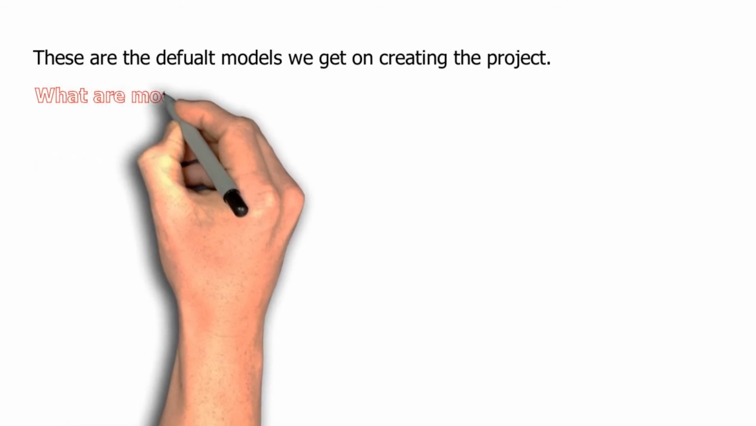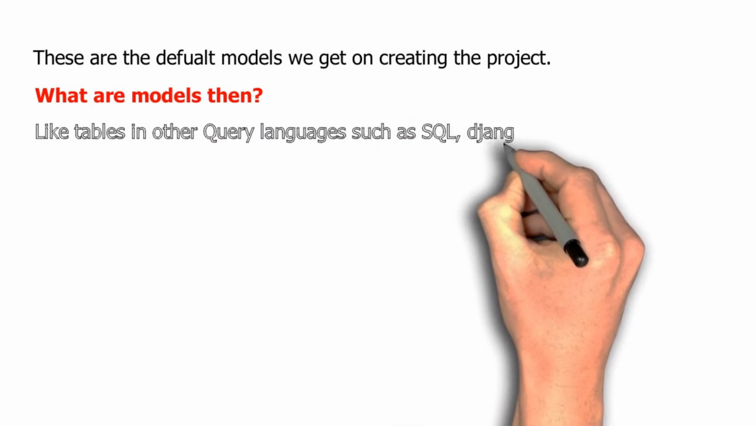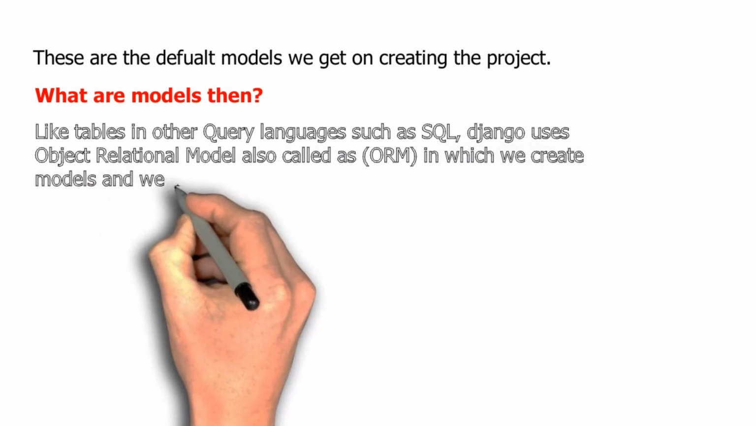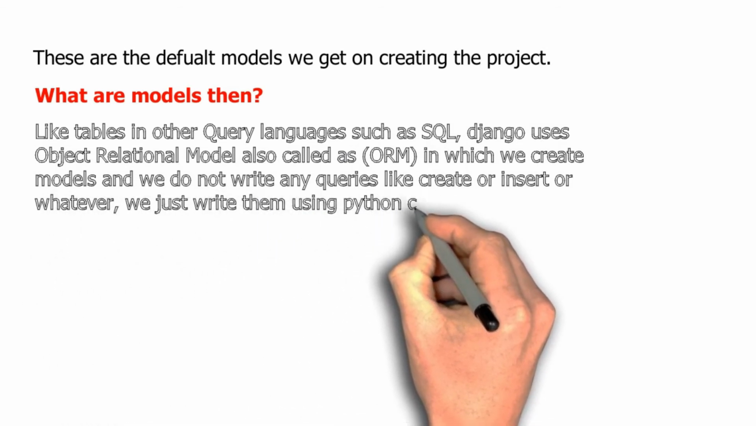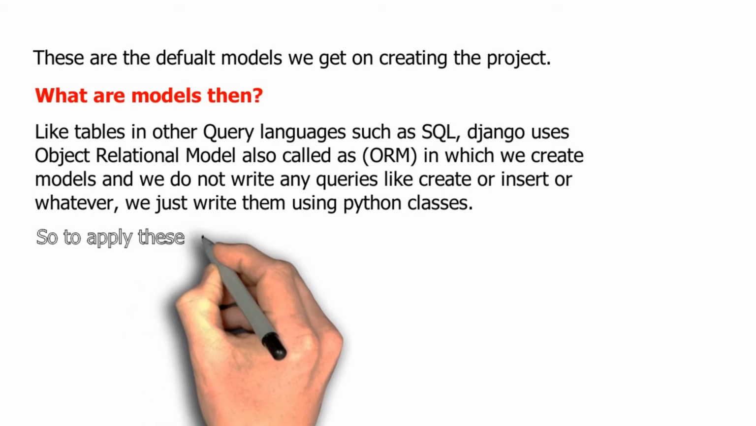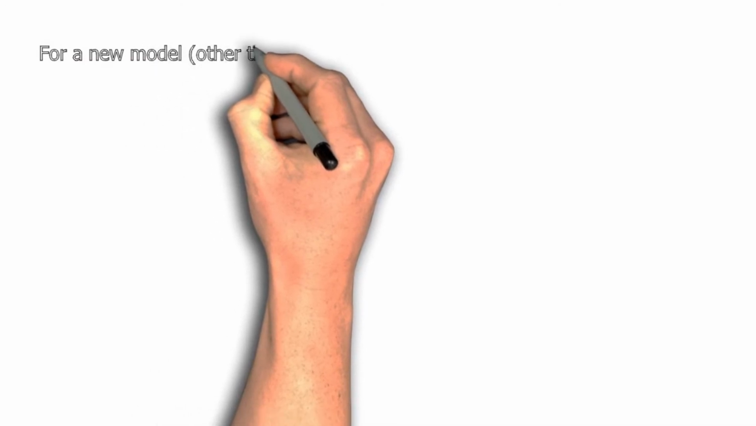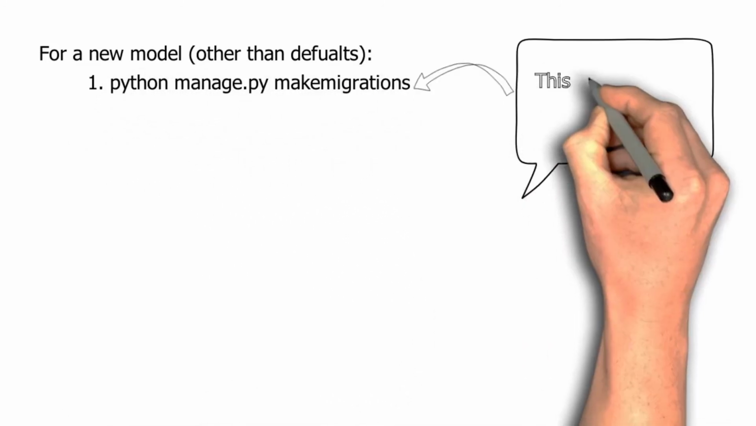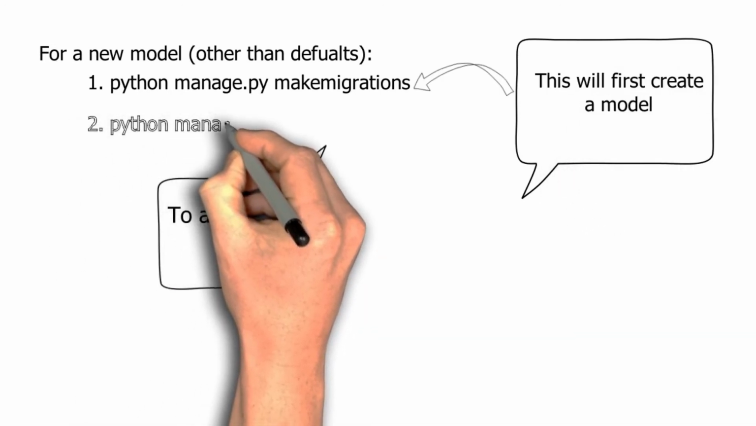So what are models then? Like tables in other query languages such as SQL, Django uses an object relational model, also called ORM, in which we create models and we do not write any queries like create or insert or whatever. We just write them using Python classes. So to apply these models for our project, we make migrations. If a new model is created other than the defaults, after creating, we go to the command prompt and enter python manage.py makemigrations. This will first create the model, and then to apply it to the project, we need to enter python manage.py migrate.